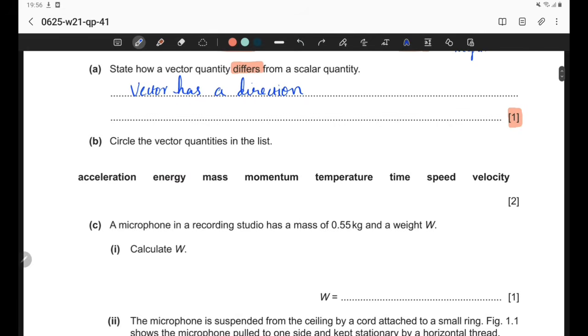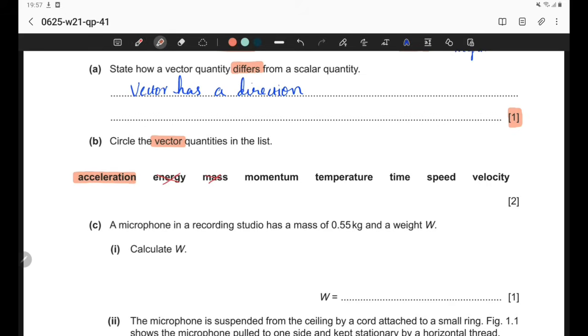Part B, circle the vector quantities in the list. So the physical quantities which have both magnitude and direction, we need to circle. Acceleration is a vector quantity. Energy is not a vector quantity. Mass is not a vector quantity.